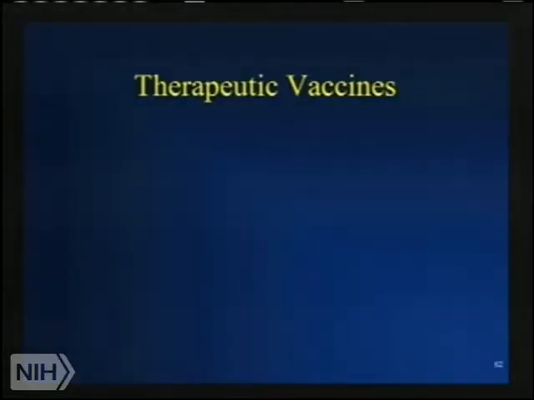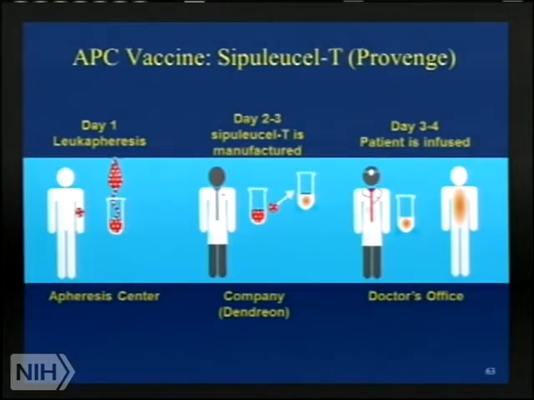So in the final few minutes, we'll talk about therapeutic vaccines. Now, this happens to be the area that I like the best, and the area that I'm involved in, my research here at the intramural program. There is one approved therapeutic vaccine for prostate cancer, and that is Sipuleucel-T, also known as Provenge, the trade name.